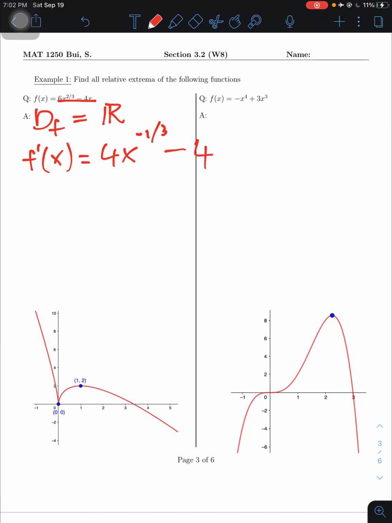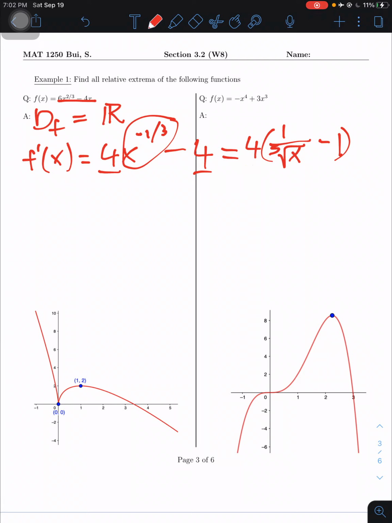If you want, you can rewrite them. I noticed there's a 4 in common, so I'm going to put the 4 out front first. At the same time, I'm going to rewrite x to the negative 1/3 as 1 over x to the 1/3, but 1/3 in here means the cube root. So let me put the cube root of x in here, and then minus 1, because we factored out the 4 already for the second term.